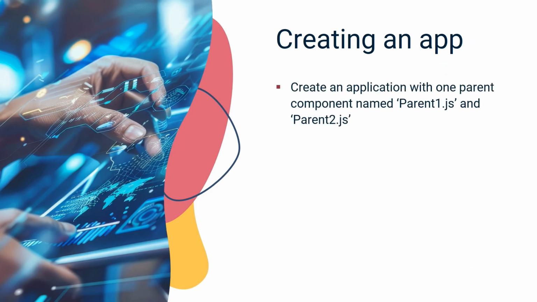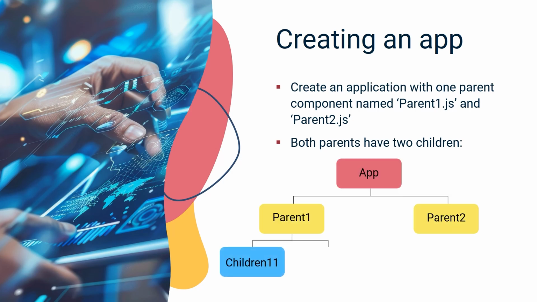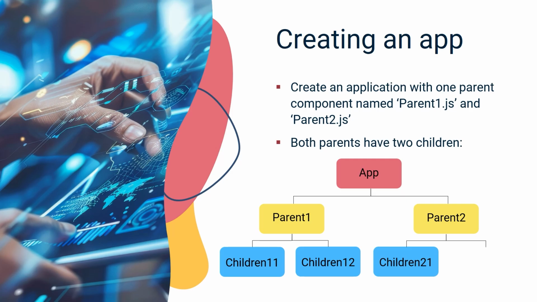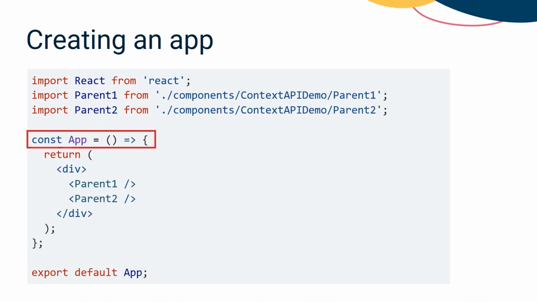Imagine you want to create a small application with two parent components named parent1.js and parent2.js. Here, parent1 will have children 11.js and children 12.js, where parent1 itself is a child of app.js. Similarly, parent2 will have children 21.js and children 22.js, where parent2 is a child of app.js. App.js renders parent1 and parent2 as children.